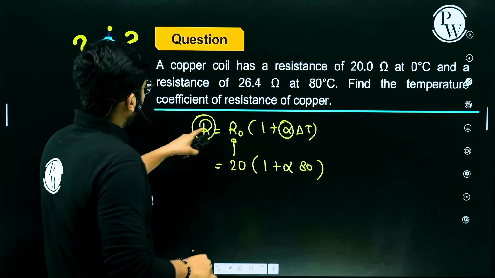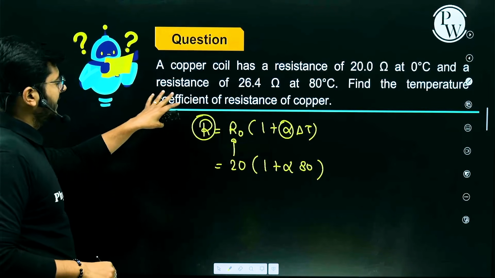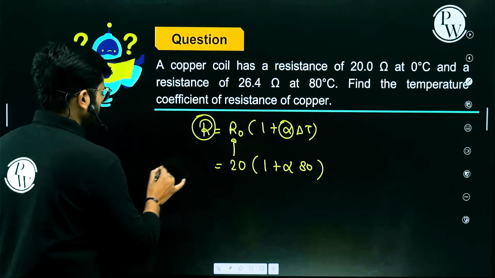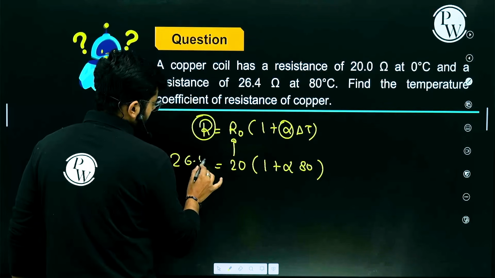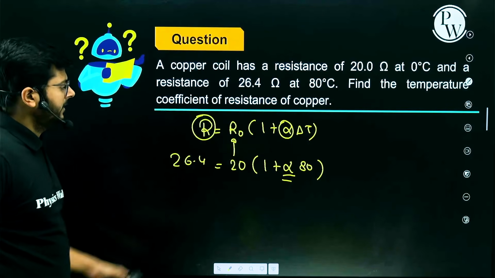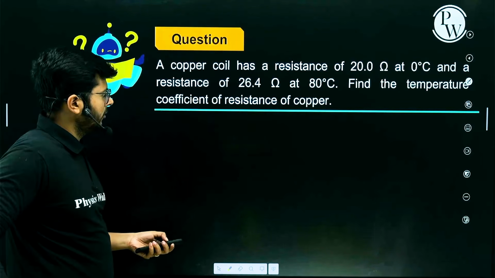All right. R, right? So what is the value of resistance? Finally, we can say that the resistance finally becomes 26.4. So you see that there is only one variable, which is alpha. You just solve this equation, get the value of alpha. So this is for you to solve, right? Let's move on and talk about the next idea.